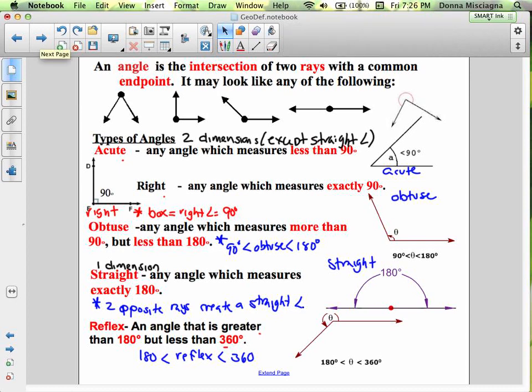And finally, the angle you probably never heard of, it's the reflex angle. So it's an angle that measures more than 180, but less than 360 degrees. You can also write it like this. That would be fine as well. Either way to define it would be fine with me. Here we have our reflex angle.